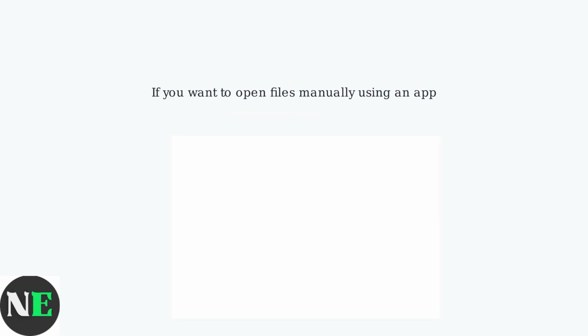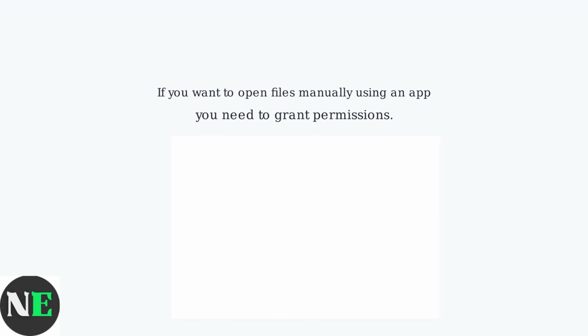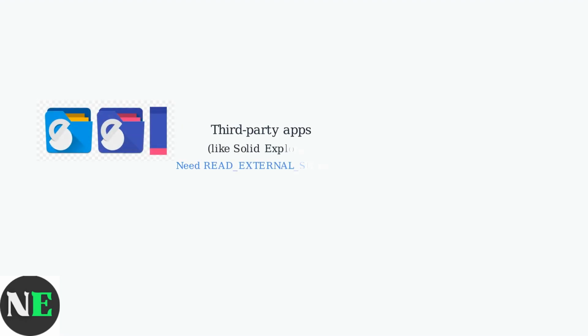If you want to open files manually using an app, you need to grant permissions. You can access the emulated folder through built-in file managers like Files by Google, or use third-party apps like Solid Explorer, ensuring the app has read external storage permission. Alternatively, use ADB with the command adb shell, then cd /storage/emulated/0/.